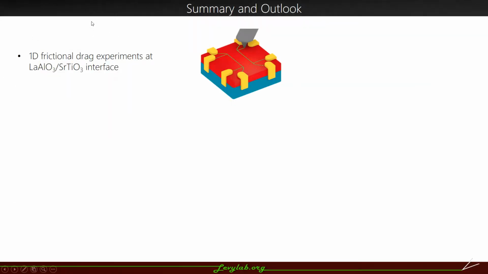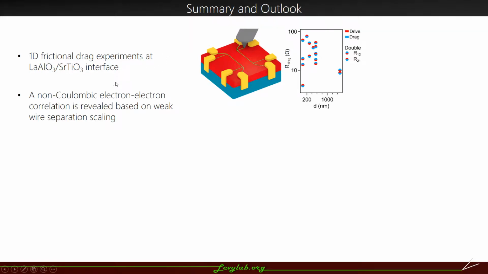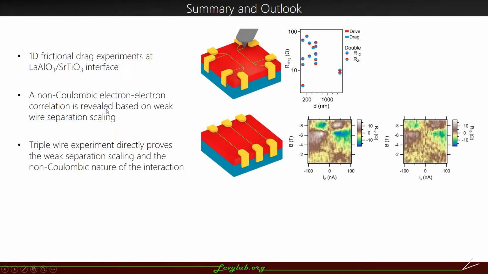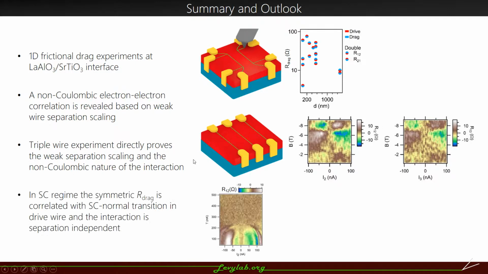To sum up, we perform a differential drag experiment at the lanthanum aluminate strontium titanate interface. A non-Coulombic electron-electron correlation is revealed based on weak separation scaling. We perform a triple wire experiment which directly proves the weak separation scaling and non-Coulombic nature of the interaction. In the superconducting regime, we can identify a symmetric drag resistance which is correlated with the symmetric superconducting normal transition in the drive wire, and the interaction is non-Coulombic in nature in this regime.